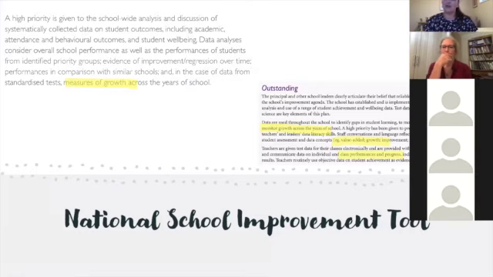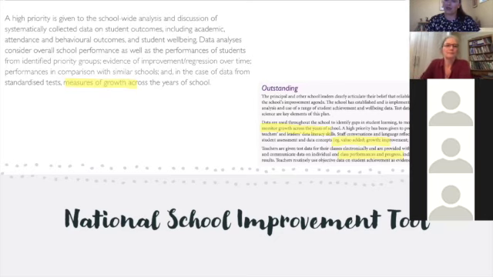So the National School Improvement Tool, for example, one of the domains that it assesses schools on is domain 2, the use and analysis of data. In their description, right at the top of the first page when they talk about the data domain, you'll notice it says, in the case of data from standardized tests, measures of growth across the years of school. So there's an expectation that schools and teachers are talking about progress in the same ways and as much as they're talking about achievement.